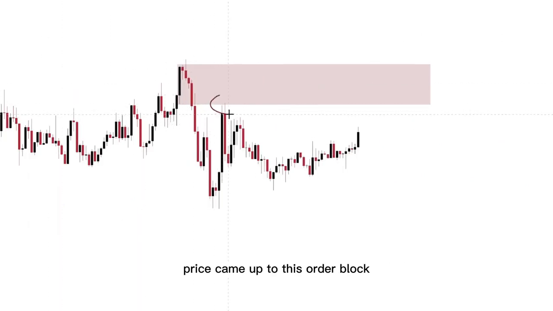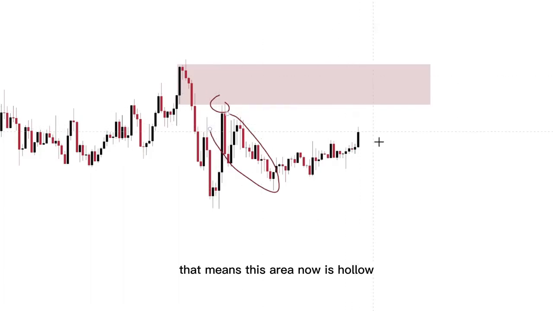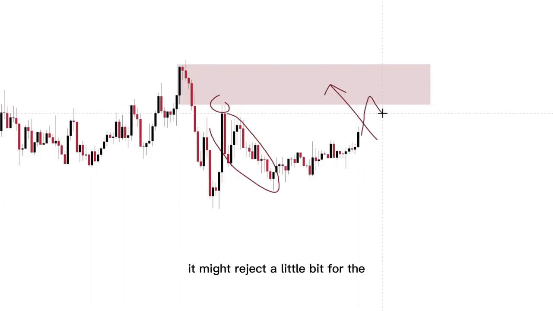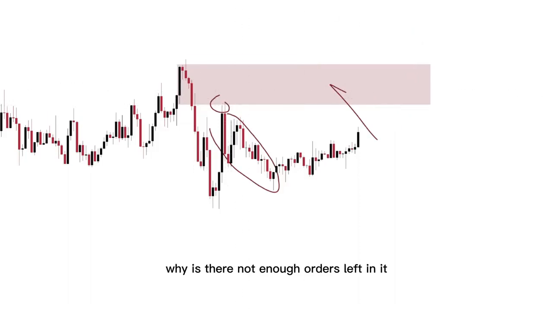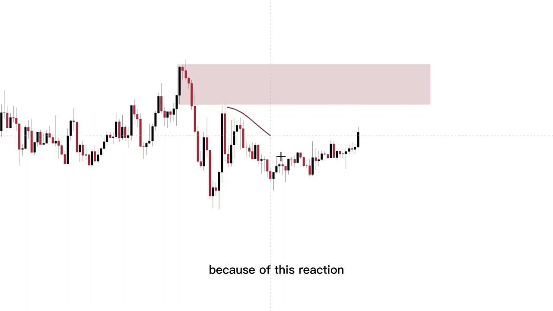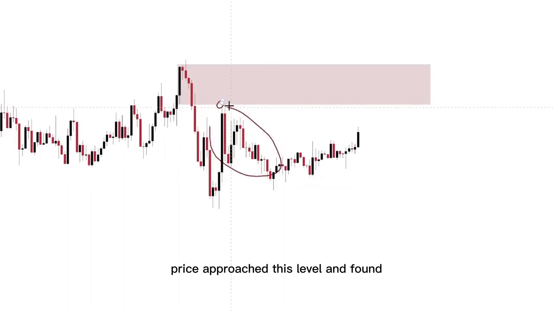So here's an example of a mitigated order block. Price came up to this order block and gave you a reaction. So what does this mean? That means this area now is hollow. There's nothing in here. So when price approaches this level, it might reject a little bit from the leftover orders. It might even break a structure or two, but it will break through. Why? Because this order block is hollow. There's not enough orders left in it. Why is there not enough orders left in it? Because of this reaction. Price approached this level and found sell orders, got paired with sell orders to push price a little bit lower.